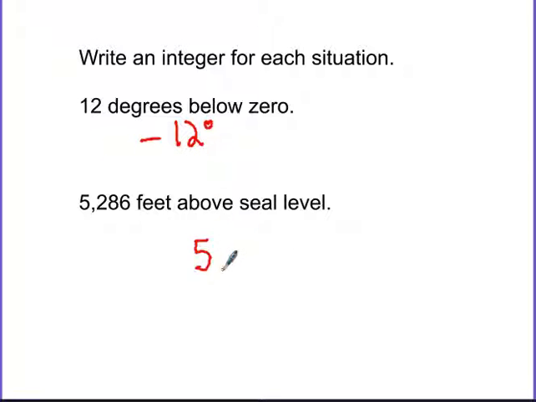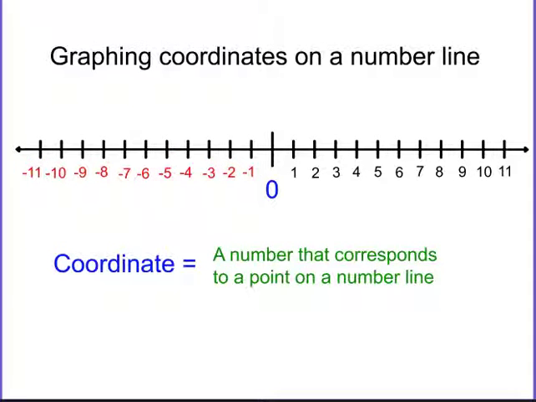When you write a positive number, it's not necessary to put the plus sign in front of it because it's understood. It's accepted that if there's no sign in front of it, that it's positive. So 5,286 feet. All right. Pretty simple stuff. You'll have to do a few of those on your homework. Nothing too earth-shattering there.